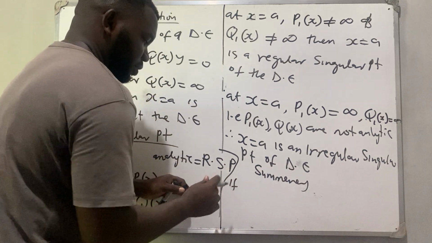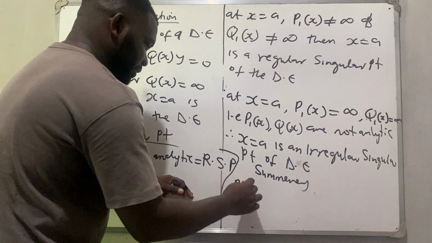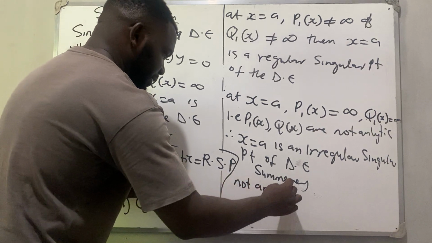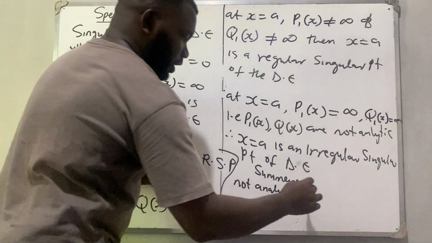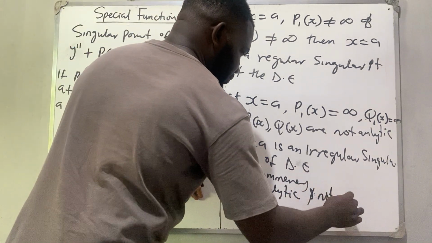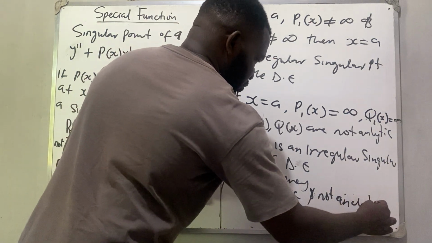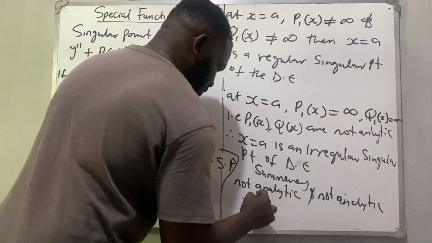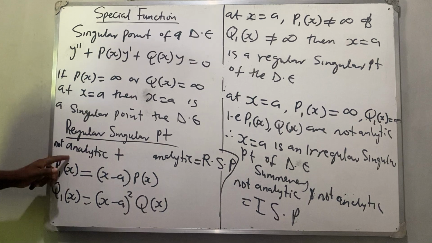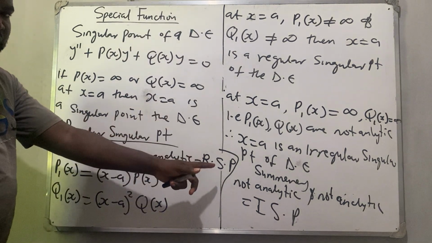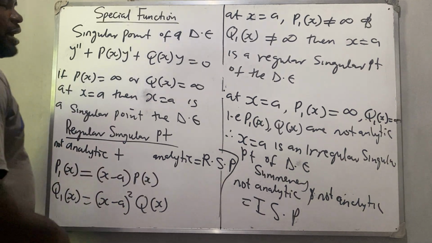that if you have that P of X is not analytic, and then you check again and it's still not analytic, we say that it is what? An irregular singular point. So note that not analytic and analytic will give you a regular singular point, but not analytic and not analytic again will give you an irregular singular point.